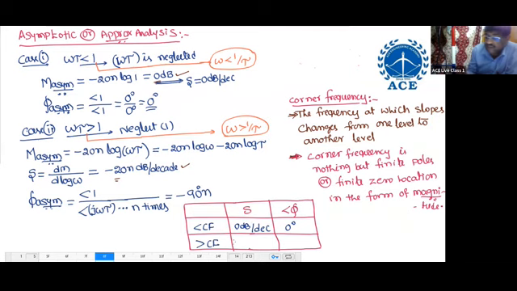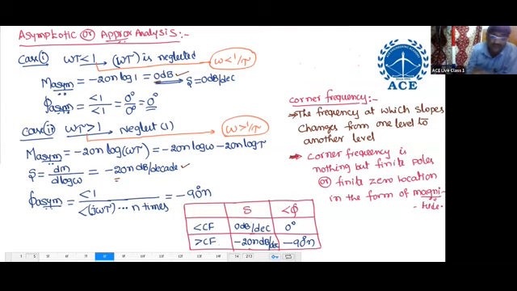Above the corner frequency, what is the slope? Minus 20n dB per decade. The phase angle is minus 90 degrees times n. So below the corner frequency, slope 0 and phase 0; above the corner frequency, minus 20n dB per decade and minus 90 degrees times n. Now draw the plot.